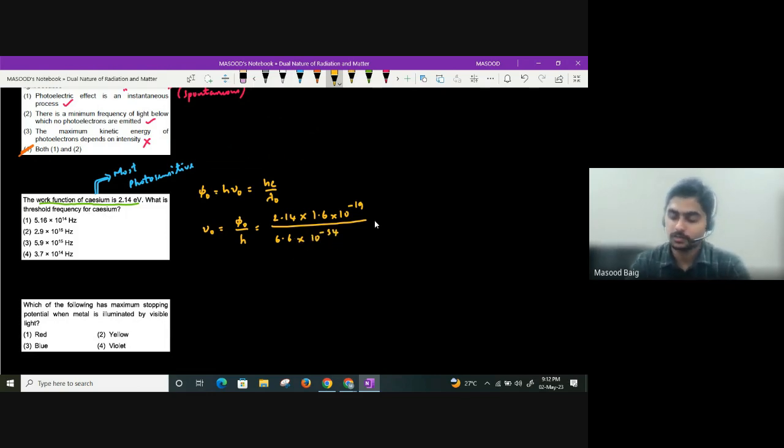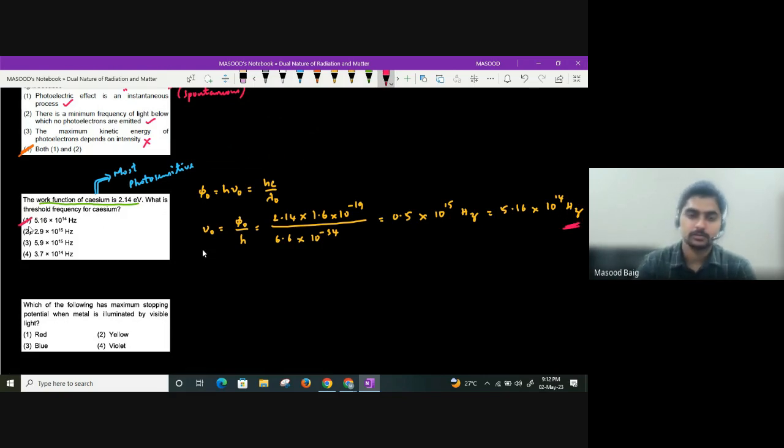If you solve for this, you will get near about 1 by 2, 5 point something into 10 power 15, I think. This value will be 3 or just more than 3. 3 by 6 if you take, it will be 1 by 2, which is 0.5. So you'll get it as near about 0.5 into 10 power minus 34. If you send it into the numerator, it becomes 10 power 15 hertz, which I can write as 5.16 into 10 power 14 hertz, guys. Clear, all of you?